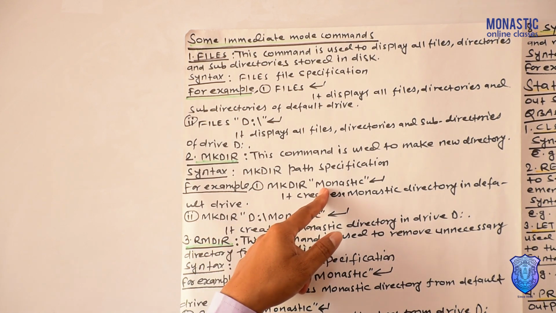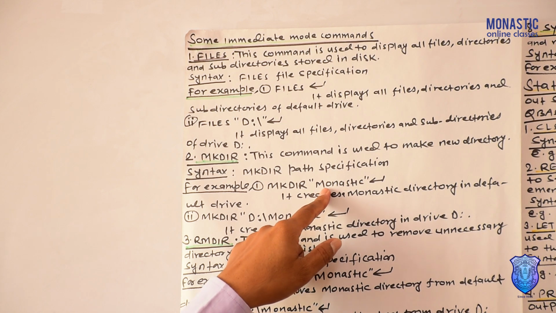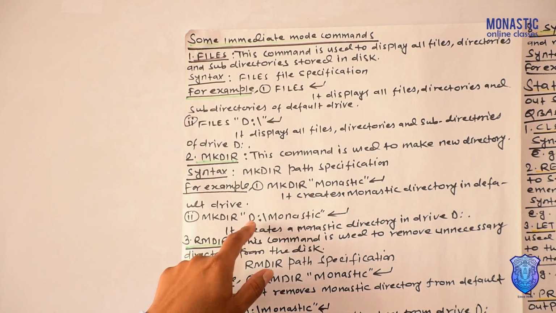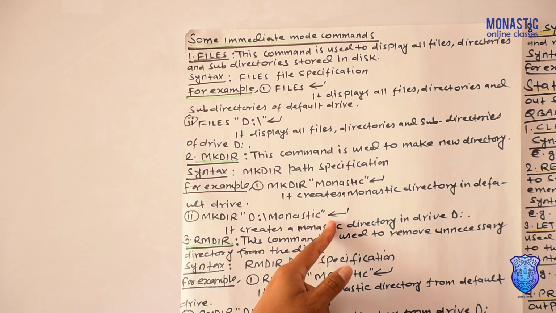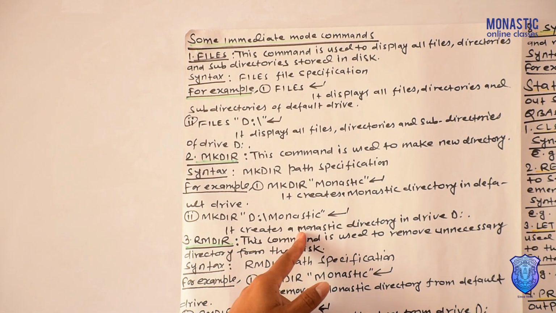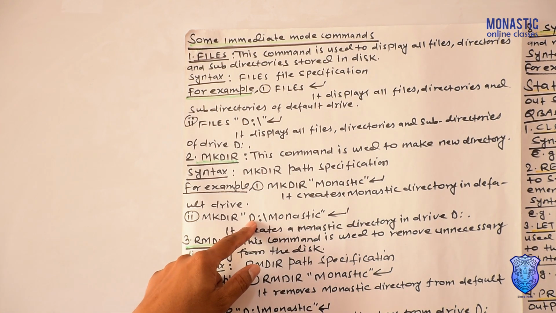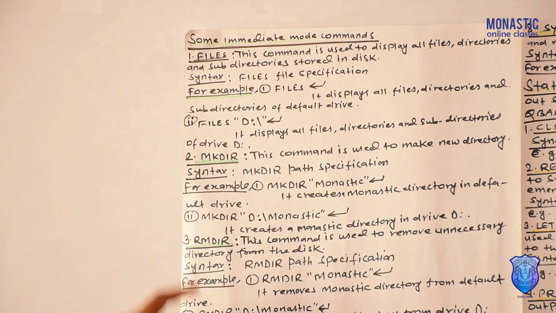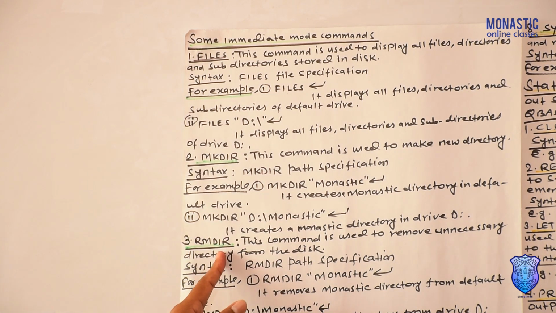Similarly, another example is mkdir B:\monastic. When you press enter key, what will you get? You will get one directory named monastic created inside drive B. Now move to another command, rmdir.